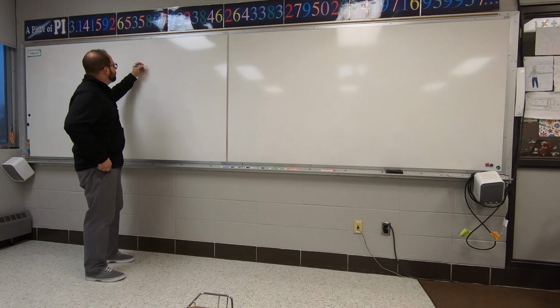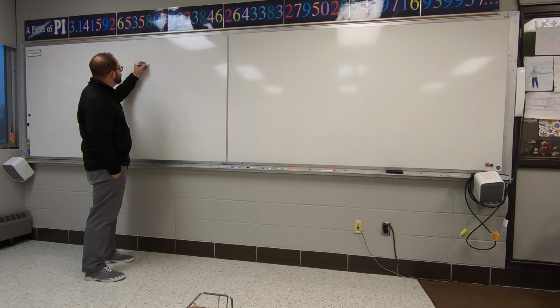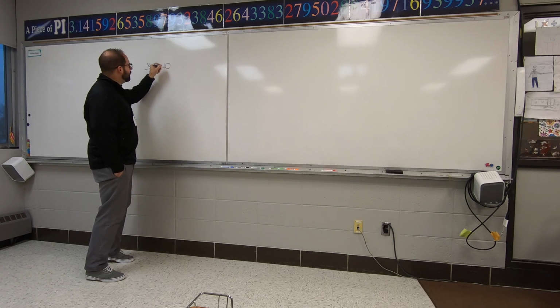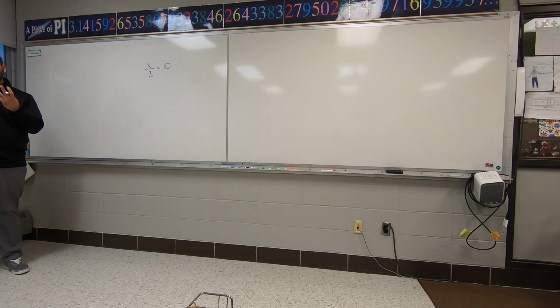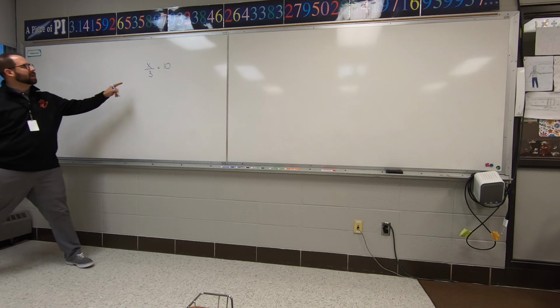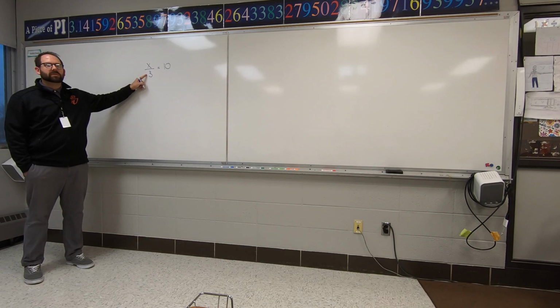So for instance, if you had a problem that looked like this, let's say the problem was x divided by 3 is equal to 10. I think we did an example like that yesterday. This problem only requires 4 steps. The reason why is you only have one number to get rid of on the side with the x. So it takes 4 steps.